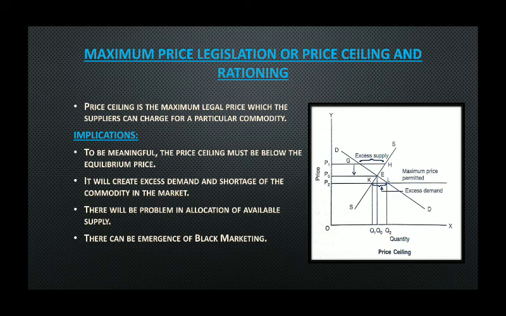So what we need to learn over here is what is price ceiling, what are its implications, whether price ceiling is to be done above equilibrium or below. So price ceiling definition I told you already, it is the maximum legal price which the supplier can charge for a particular commodity. In order to get it meaningful, it should always be below equilibrium price. And the negative impacts I already told you: shortage of the commodity, black marketing, and problem in the allocation of this limited supply. These are a few problems of this method.